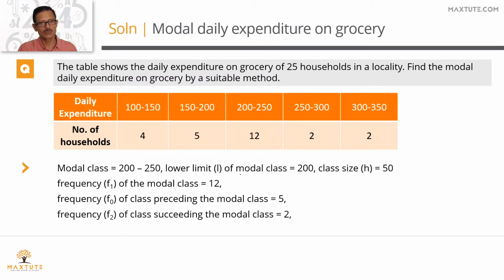L is the lower limit of the modal class, which is 200 in this case because the modal class is 200 to 250. The class size is equal to 50 because we have distributed it into expenditure classes of 50 rupees each. F1 is the frequency of the modal class, which is 12. F0 is the frequency of the class preceding the modal class, which is equal to 5. F2 is the frequency of the class succeeding the modal class, which is equal to 2. So for writing the formula, you get 1 more mark.